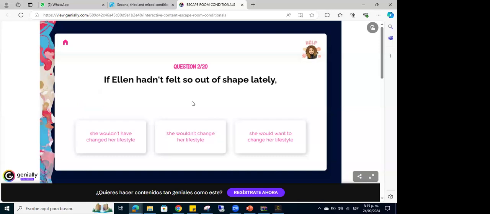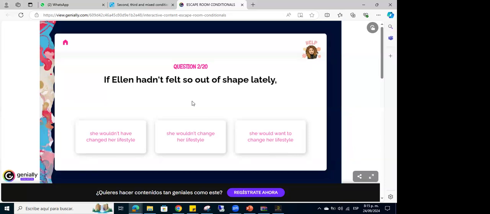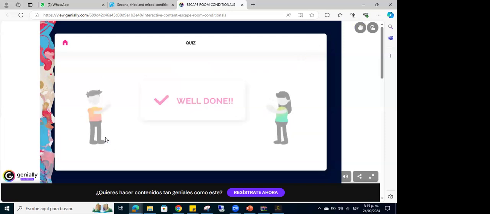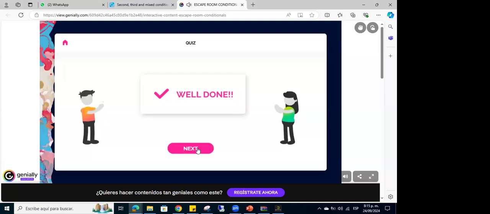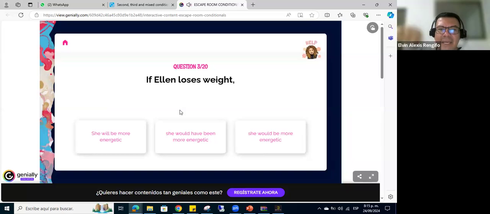Not be. Do you understand? Not fit? She wouldn't have changed her lifestyle. Yeah. If Ellen hadn't felt so out of shape lately, she wouldn't have changed her lifestyle. And it's correct. Okay. They have in shape and out of shape.